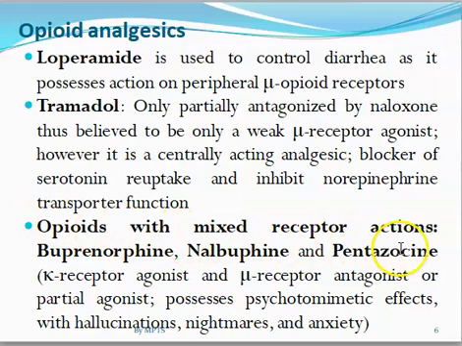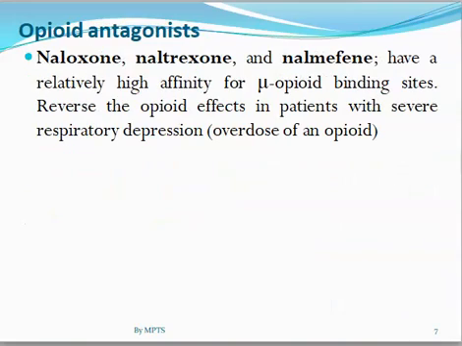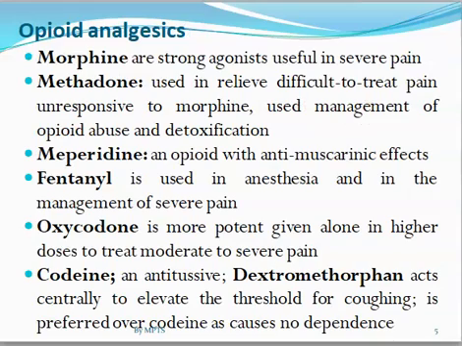Opioids with mixed receptor actions. We have buprenorphine, nalbuphine, and pentazocine. These ones have kappa agonist and at the same time mu antagonist or partial agonist actions, and psychotomimetic effects with hallucination, nightmares. So I've not talked about drugs like pethidine because this is a short presentation, but I'm sure you are aware of them, because they were supposed to come here.